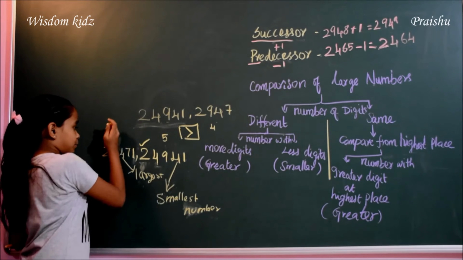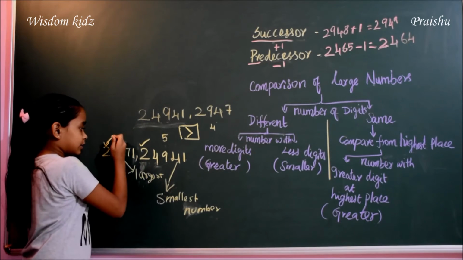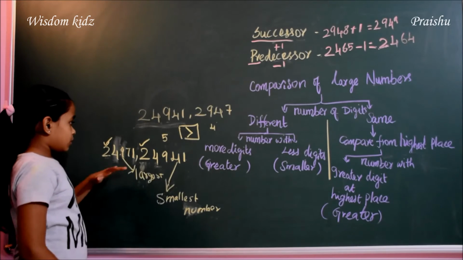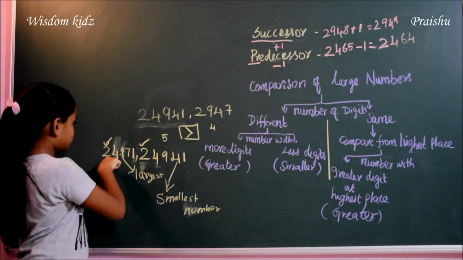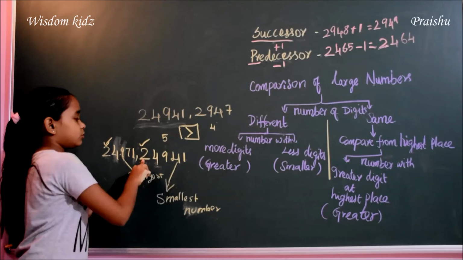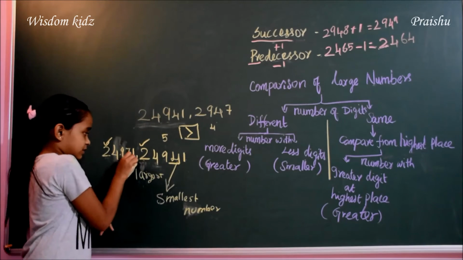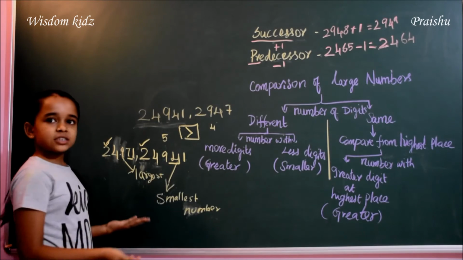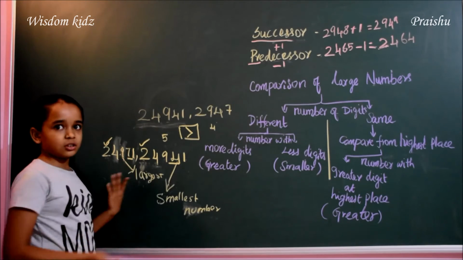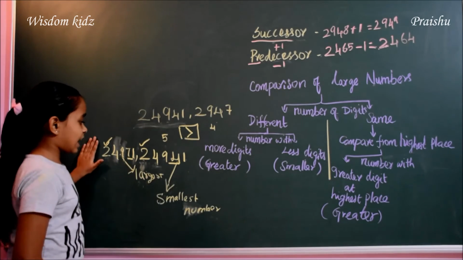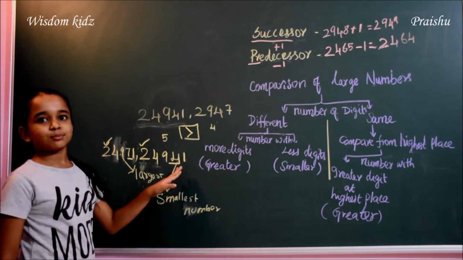See, for example, if this is also 4 and this is 9, the digits are same. See, 2, 4, 9. In this 2, 2, 4, 9. And the next digits, this is 4 and 7 here. So which is greatest? 7 is absolutely greatest. So this is the largest number and this is the smallest number.